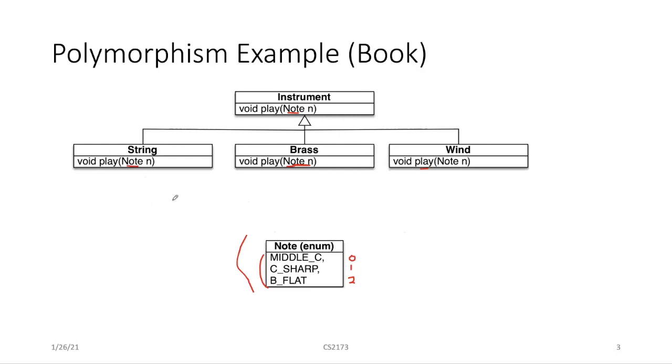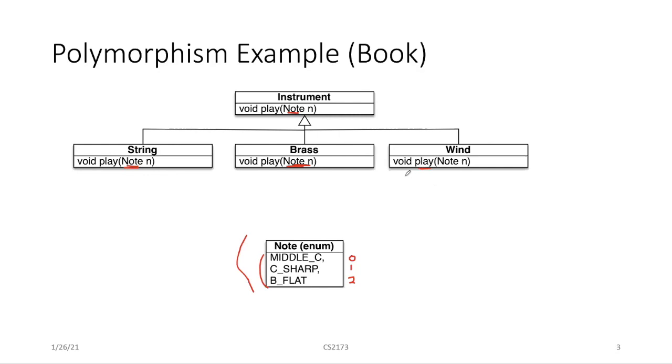In other words, in this world here, and in the one that I'll show you in a little bit, these instruments can only play these three notes. That is, these three values are the only ones that can be put wherever there's a note. Okay, so that's the enum angle.